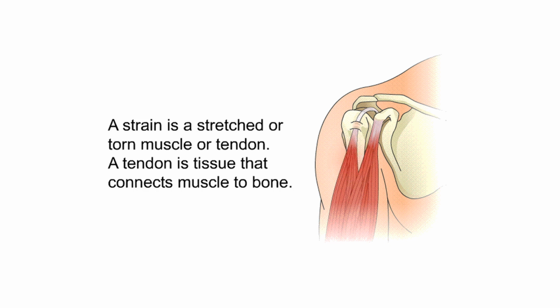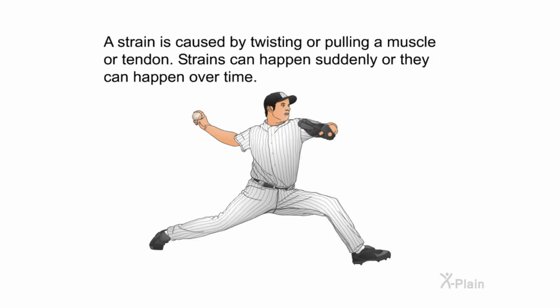A strain is a stretched or torn muscle or tendon. A tendon is tissue that connects muscle to bone. A strain is caused by twisting or pulling a muscle or tendon. Strains can happen suddenly or they can happen over time.